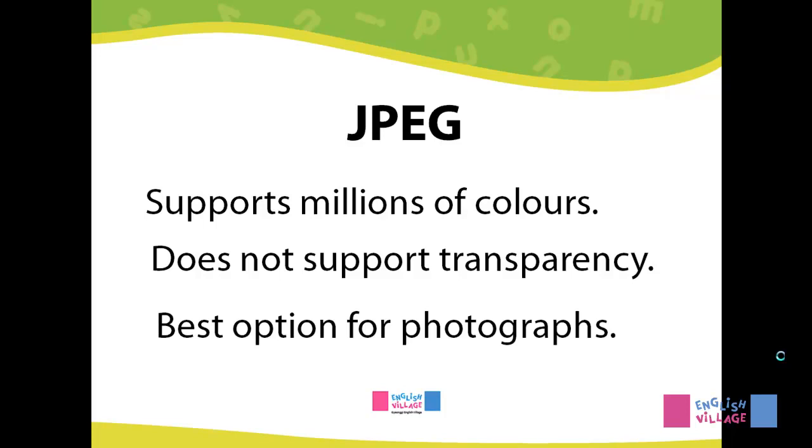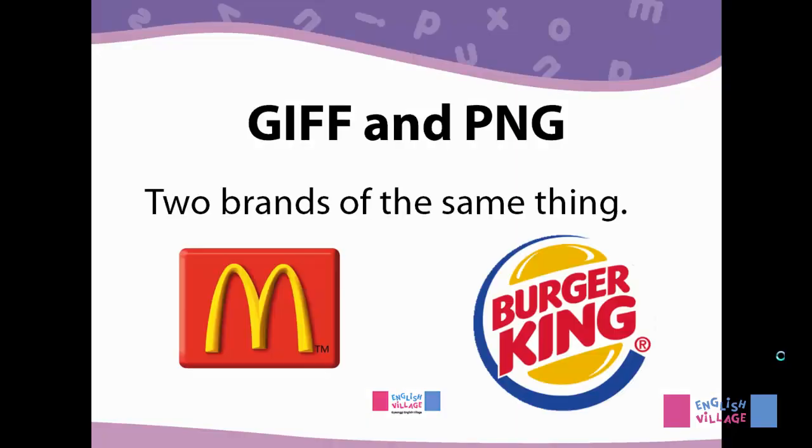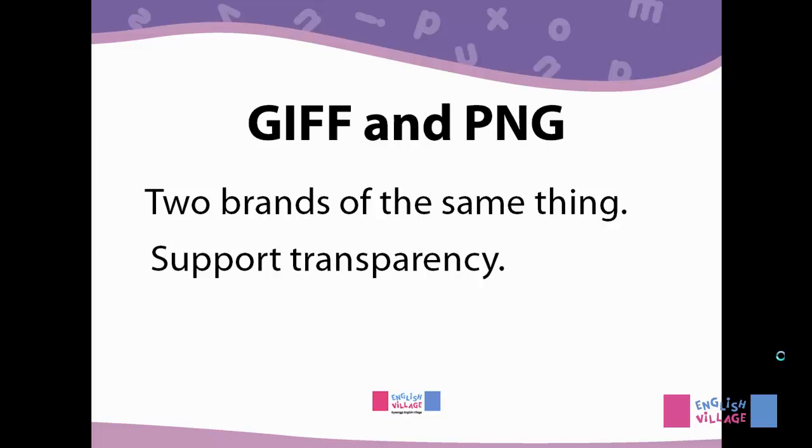So as I said, this is the best option for things like photographs where you've got a lot of tonal colors. GIF and PNG are two brands of the same thing. This is an image file format that was created to support transparency. So if, for example, you want to put some kind of icon or character into your PowerPoint, but you don't want the background to show, you need to save that as a GIF or PNG. Because they work in almost exactly the same way, I am going to be focusing mostly on GIF from now on, but you can use PNG in the same way.